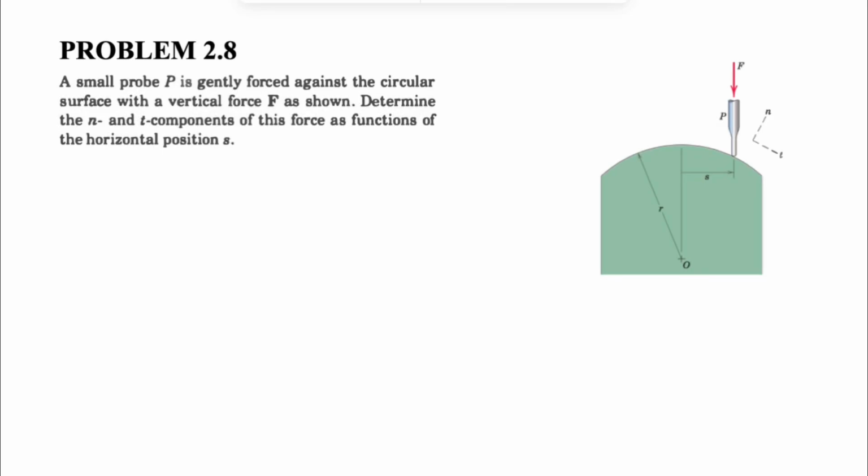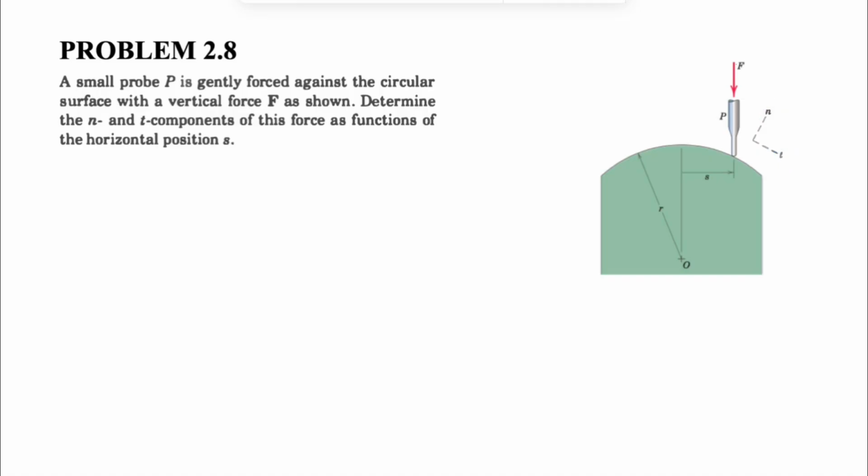Alright guys, let's see how we can solve question 8 from the second chapter of the Meriam textbook Engineering Mechanics. In this one we have a small probe P that is gently forced against a circular surface with a vertical force F. As we can see in the figure, we have this force that is applying onto this small probe P. We need to determine the N and T components of the force as functions of the horizontal position S. So we have S, which would be the horizontal position of the probe, and we have to find the N and T components of this force.